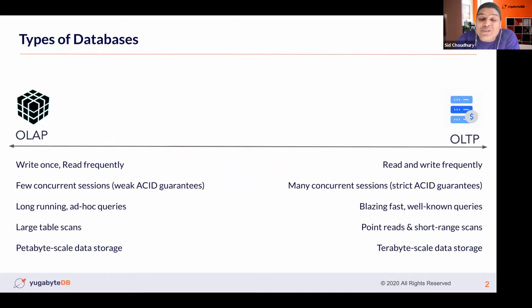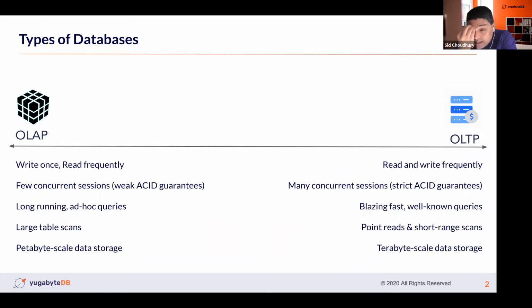However, anybody who tells you that a single database does OLAP and OLTP, that is just not true, because they're fundamentally different architectural paradigms. If OLAP is about writing once or very infrequently at night and reading frequently with lots of different kinds of queries, OLTP is both reading and writing frequently at the same time. OLAP is about few concurrent sessions, and the data is not changing. So weak ACID guarantees are essentially the name of the game when it comes to OLAP databases, versus OLTP databases, which cannot do weak ACID guarantees.